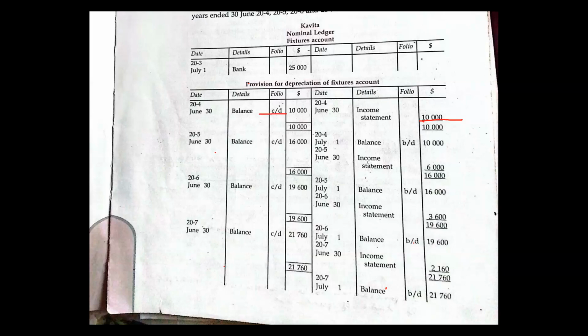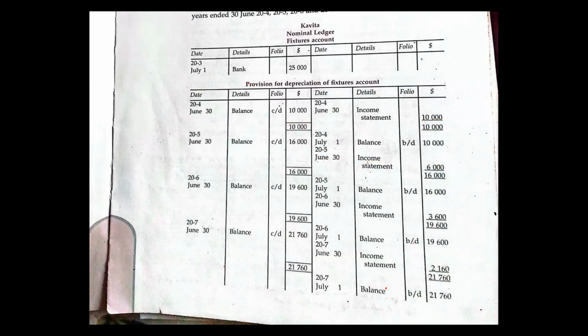You balance the account each year. Why? Because we calculate depreciation each year. So it is not prudent to put all these years together and make one account. Actually, if you want, you can create an account for each year, for 2024, for 2025, for each year.